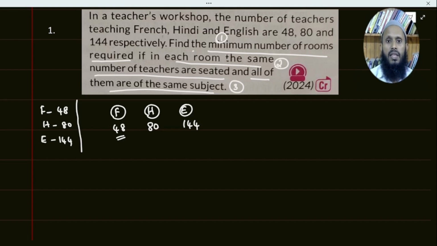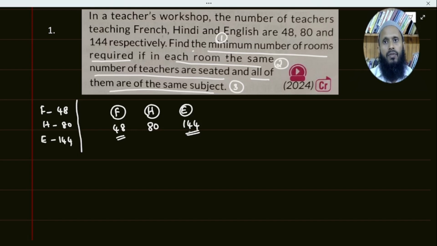Similar is the case with Hindi teachers. Whatever be the number of teachers which I use to fill a single room, it must be a factor of 80. Similar is the case with English teachers. The number of teachers which I use to fill a single room must be a factor of 144. Now, adding to that, I understand that the number of teachers in a French room must also be equal to the number of teachers in a Hindi room. In a Hindi room means a Hindi teachers' room. Similarly, that same number should be maintained in an English room also.